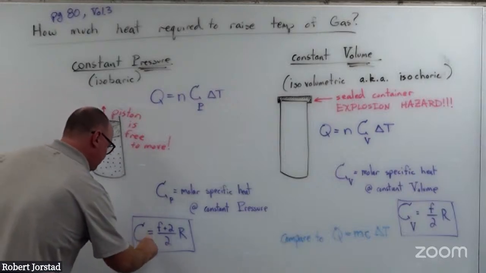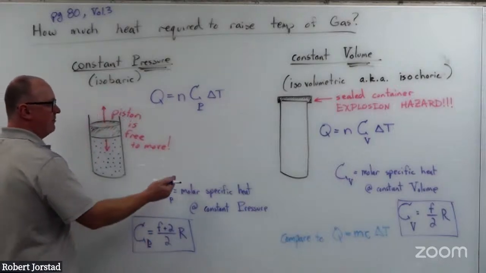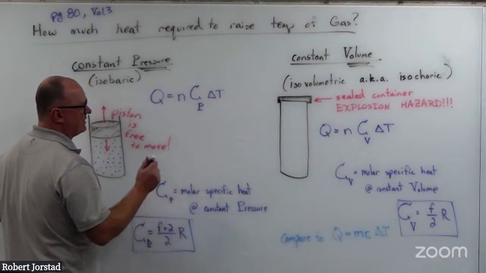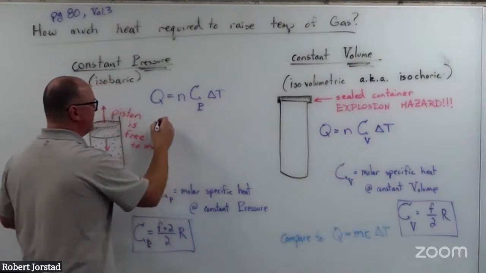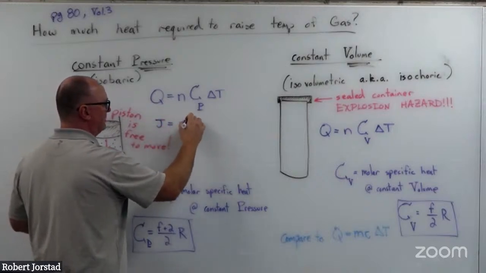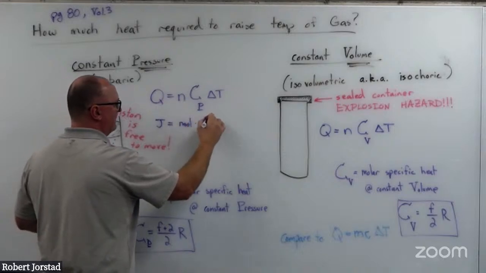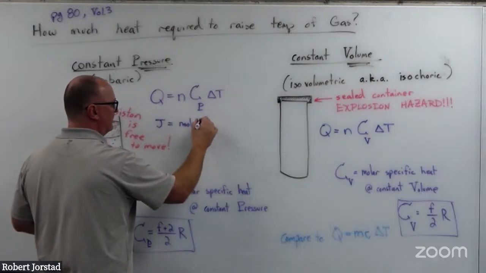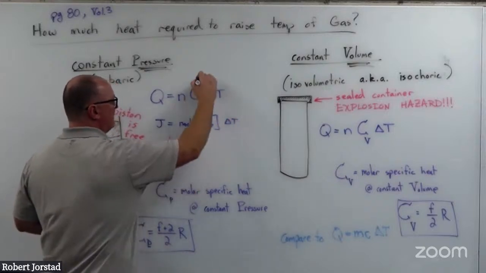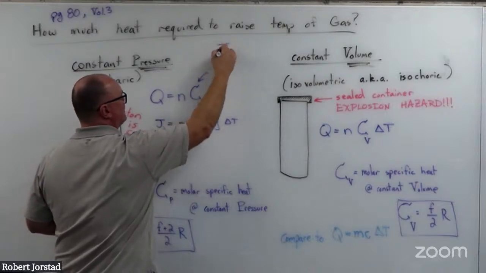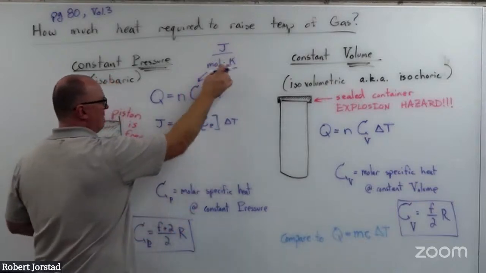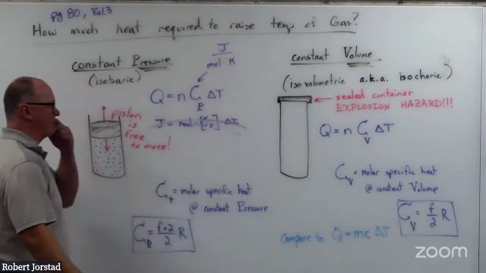So this thing is called the molar specific heat at constant pressure. So notice the units, right? This one is going to be in joules. This is mole. This is C_P. And delta T. So the units on this thing end up being joules per mole Kelvin, not per kilogram Kelvin. All right, so there's that.